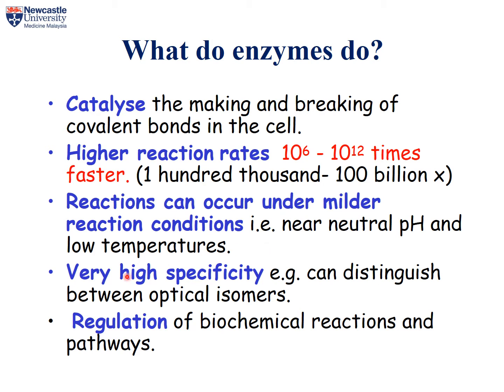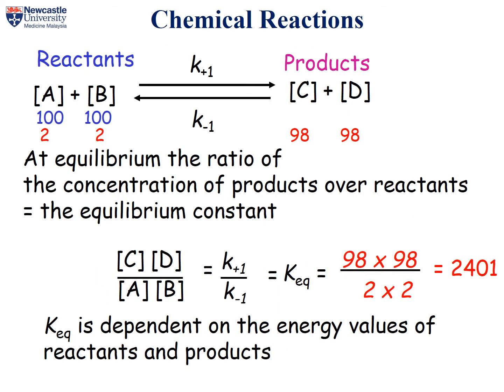And fourth, enzymes have very high specificity. For instance, they can distinguish between different types of optical isomers, such as the D isomer or the L isomer. And last but not least, enzymes regulate the biochemical reactions and pathways inside the cell. Okay, before we discuss any further about enzymatic reactions, we'll look at what a chemical reaction is.